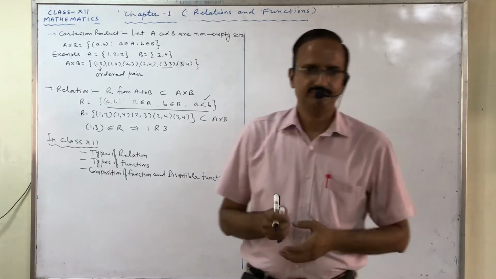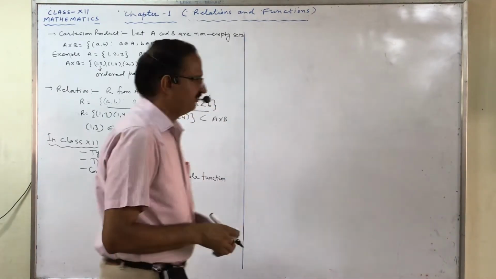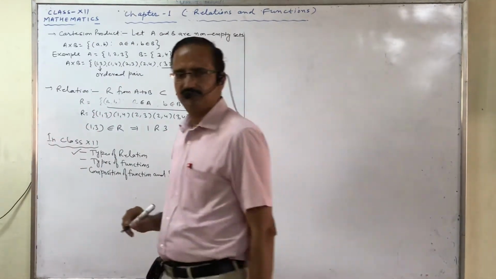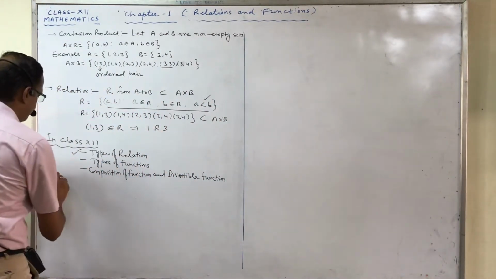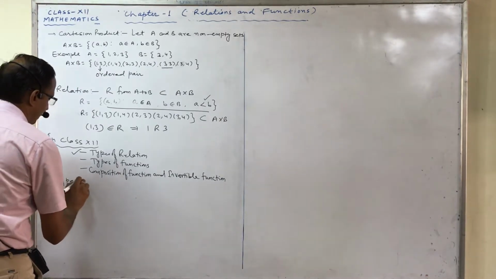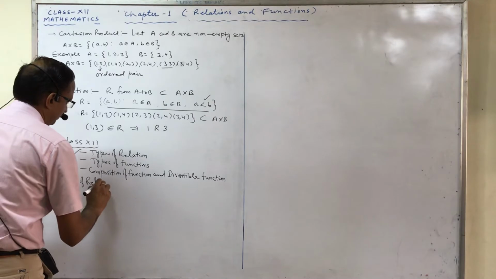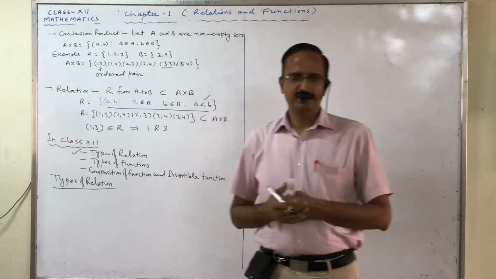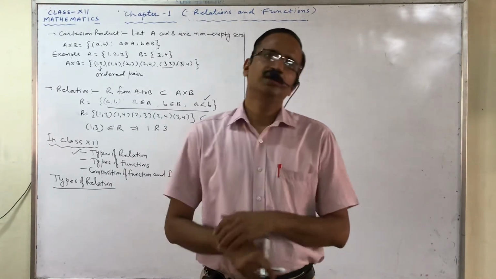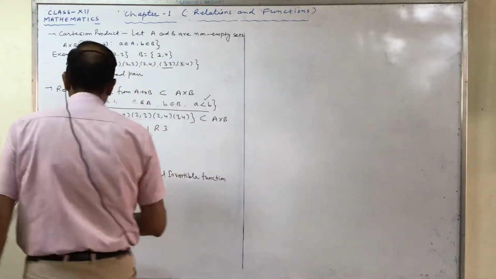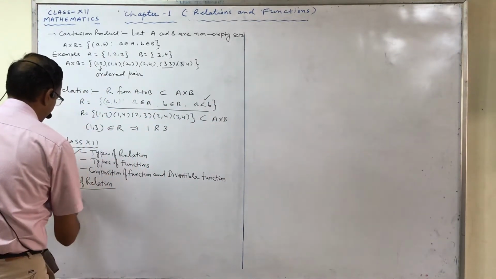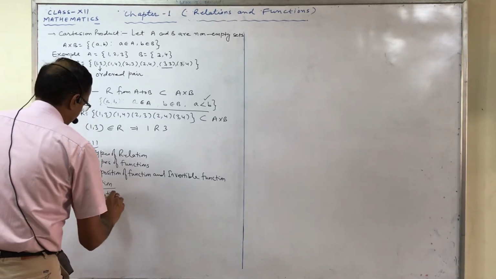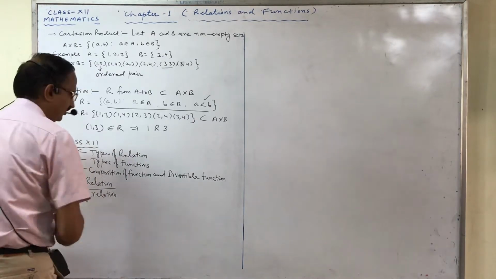Okay, children? Now, we will start with this first topic, types of relation. Alright? So this is our first topic, types of relation. In this, we will start with two relations. One is the empty relation, another is the universal relation. First one is the empty relation.